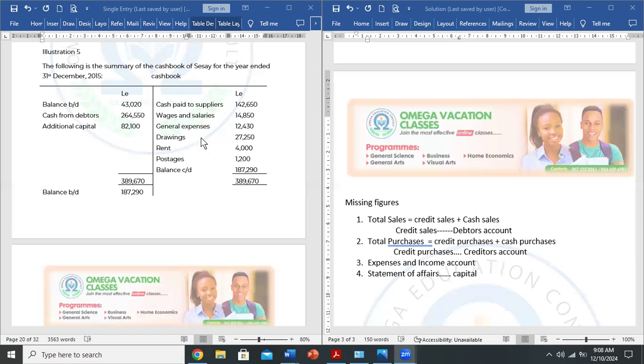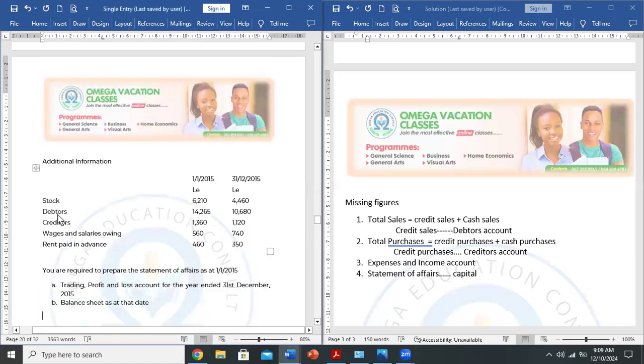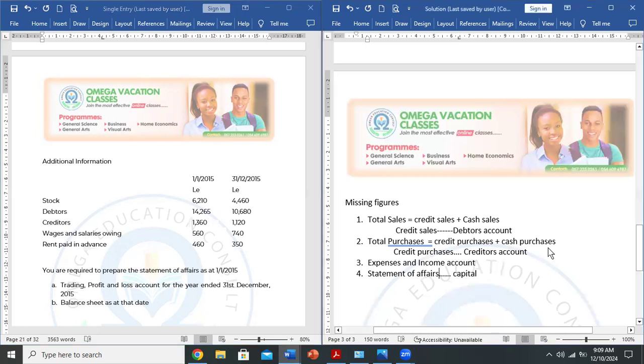Now, if you go down, additional information is given and you have stock, debtors, creditors, wages and salaries owing, rent paid in advance. And you see two dates here, 1st January 2015 and 31st December 2015, which is opening balance and closing balance. Look at the requirement. You are asked to prepare your trading profit and loss account for the year ended 31st December 2015.